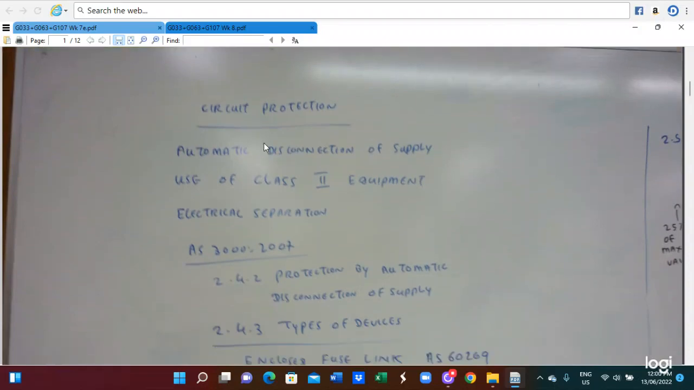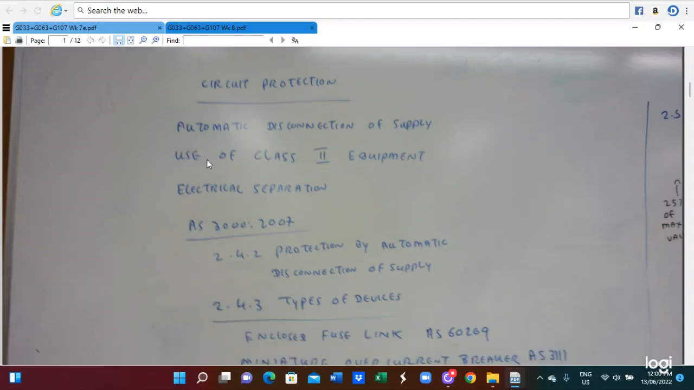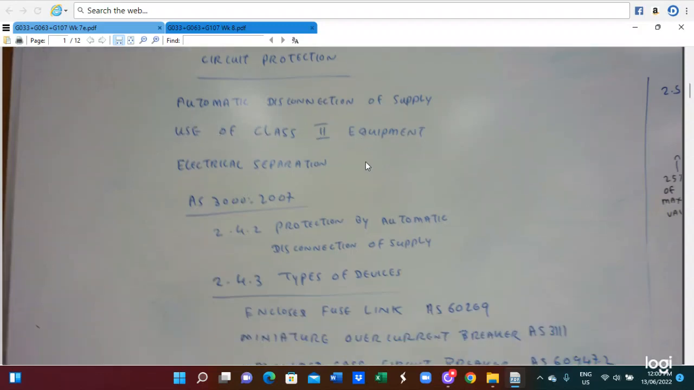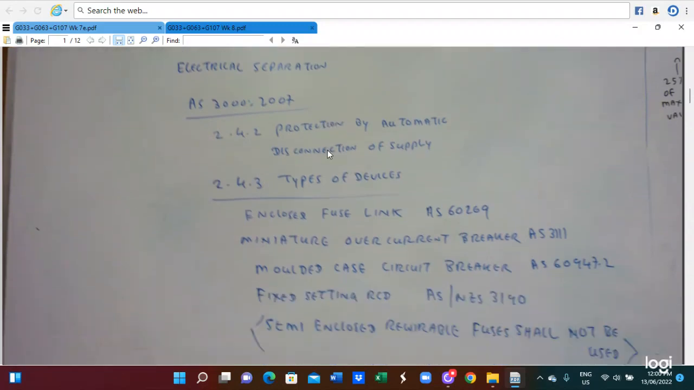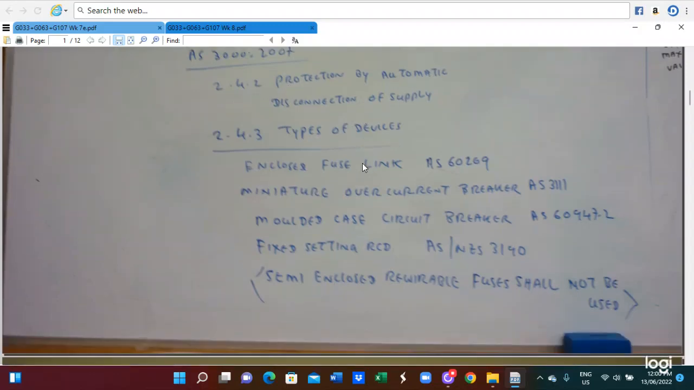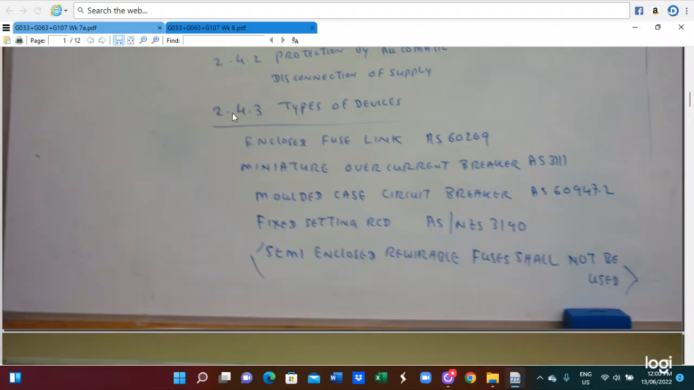Regarding circuit protection, when an electrical fault happens, the protective devices automatically disconnect the supply, so this is automatic disconnection of supply. In this case, we are using class 2 equipment to do the electrical separation. Following the AS/NZS 3000 standard, we have to follow Clause 2.4.2, protection by automatic disconnection of supply, and 2.4.3 on protective devices.